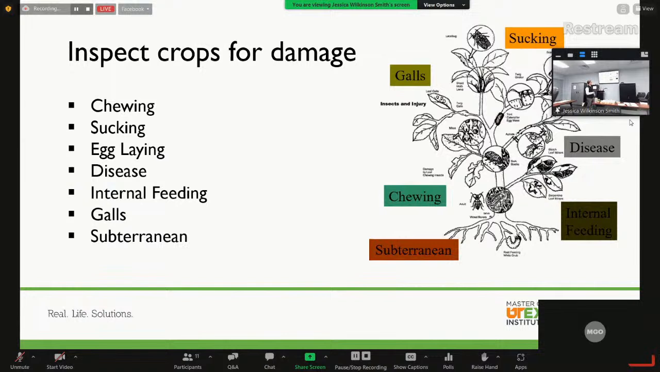So when we're thinking about what I've talked about, piercing and sucking mouth parts, we can see maybe thrashing of that plant, maybe egg laying. I'll show you a picture of what egg laying would look like, especially boxwoods, they get that a lot. Disease that's transferred, internal feeding, even subterranean underneath that root as well. Like Japanese beetles can eat the roots as well. And then chewing mouth parts as well.